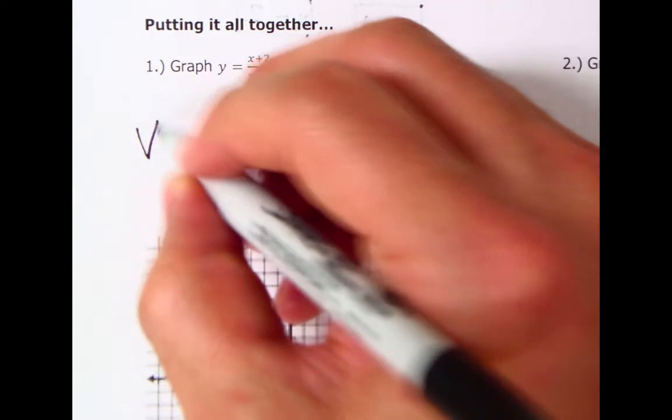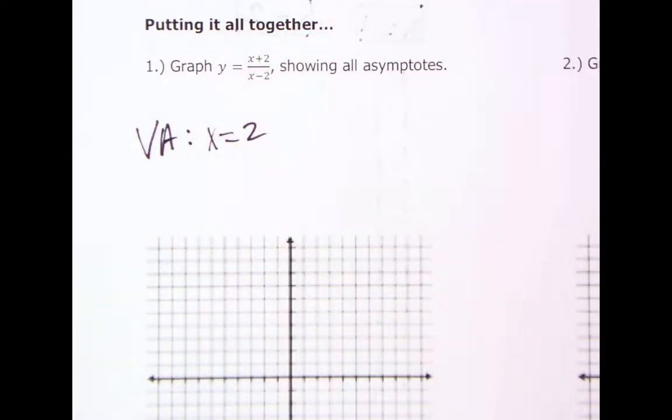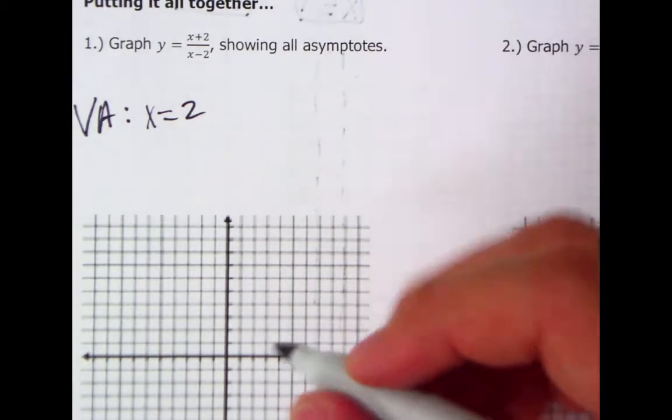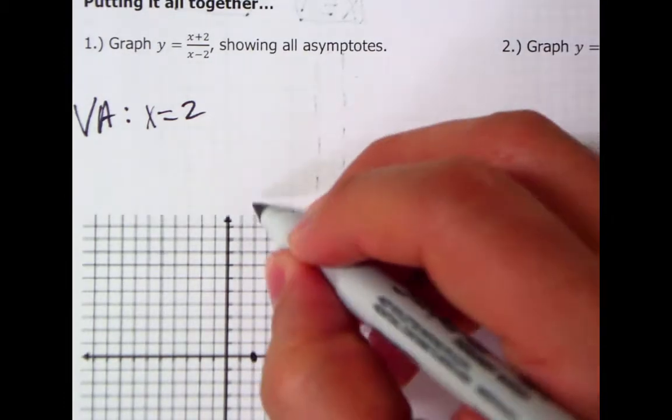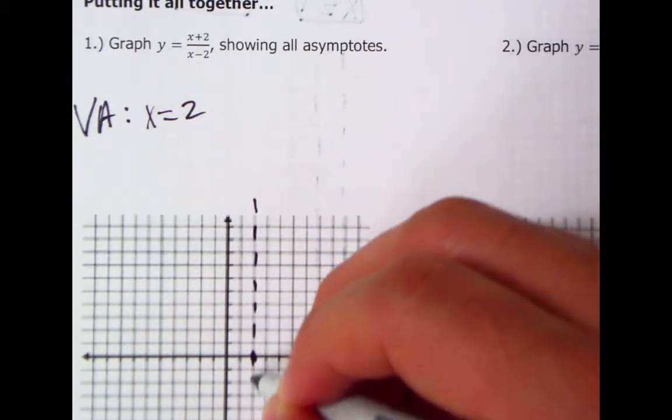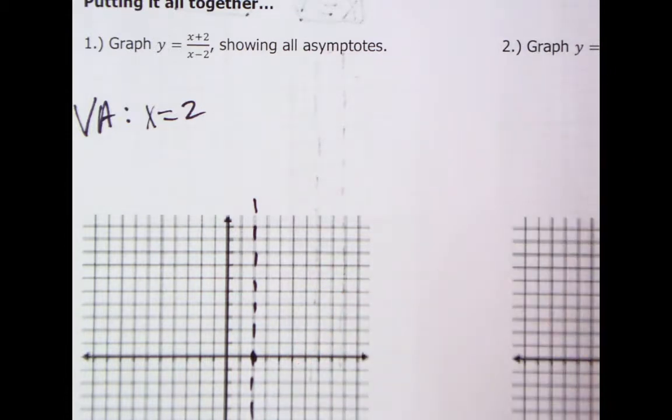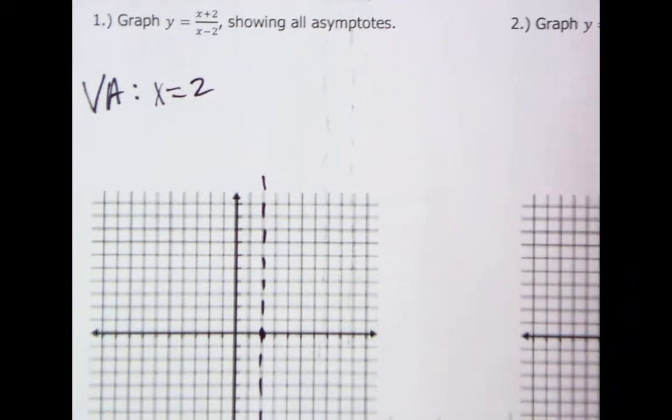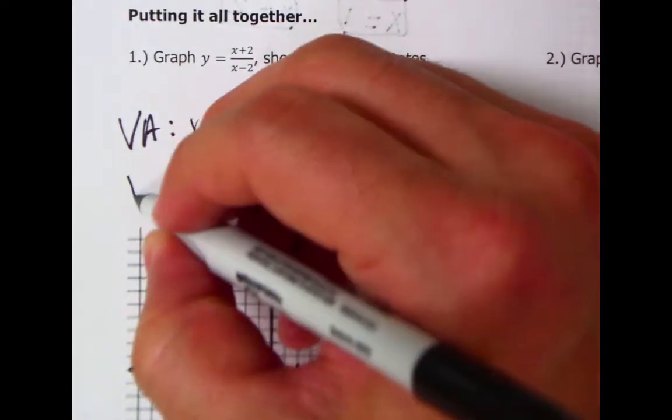I'll call this VA. It's at x equals 2. So I go down here on my graph at x equals 2, and I draw a vertical line. Now you won't always have 2. Sometimes you only have 1, so just so you know. Now we find the horizontal asymptote.